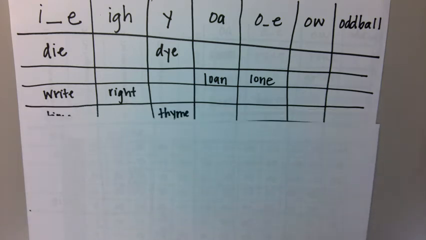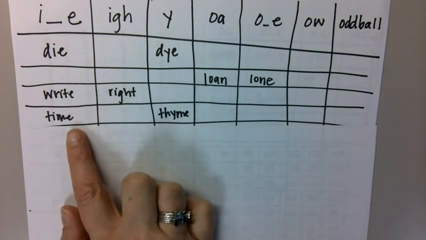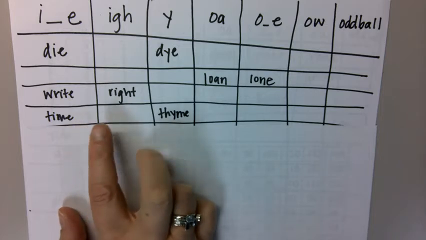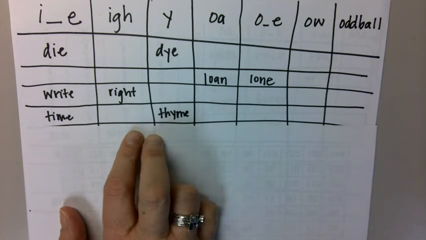As we go into our next pair of homophones, we can see something similar to what we did with die, only this time it's the word time. Time, as in 12 o'clock or 1 o'clock or 2:15. And then this thyme is a spice, something you can grow in your garden and you put into the food. T-H-Y-M-E, thyme. The H is silent.